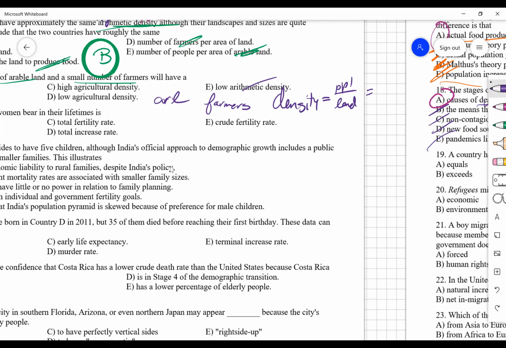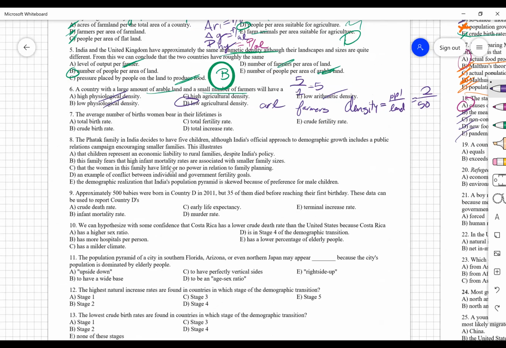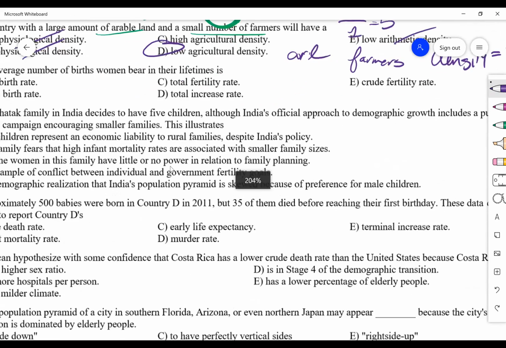So let's say this country has 2 farmers and 50 acres of arable land. That gives me a population density of 1/25, which is approximately 0.04. That's pretty low. Now let's say I have 5 farmers and only 1 acre of arable land. That's going to give me 5, which is a really high number. So we're going to have to go with low agricultural density here. And if I need to go over the math behind how that works, I can, but I'm going to assume that you guys can just get that one.